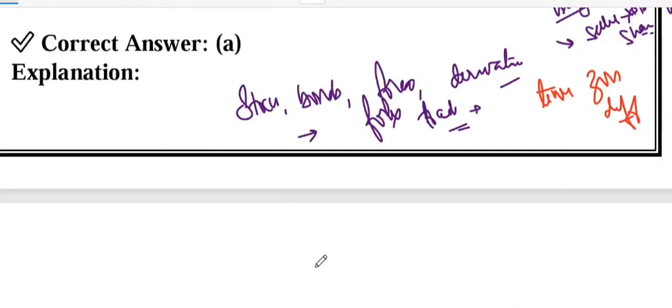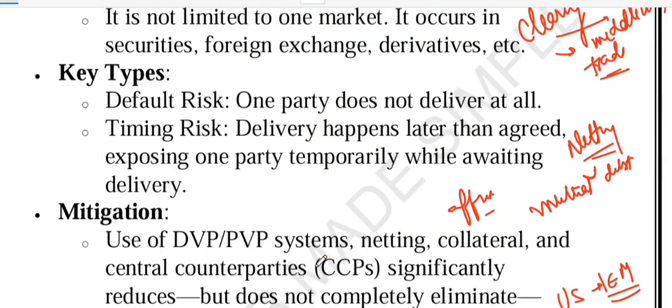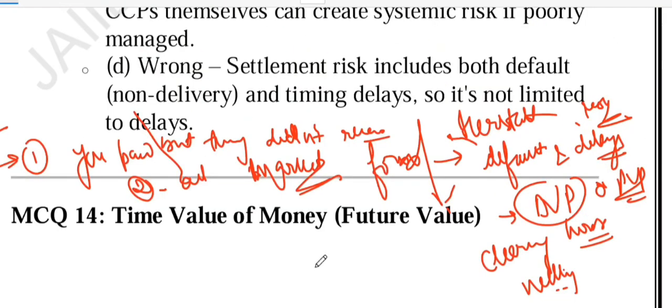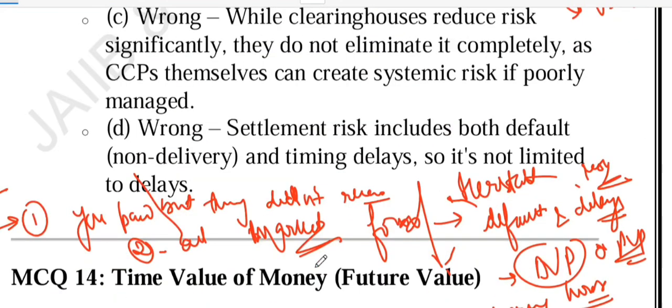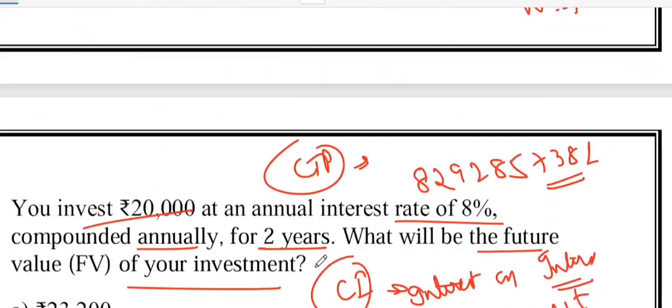Then we talked about settlement risk, which is a key point. You paid but they did not receive. This is also called Herstatt risk. It is another name for settlement risk. So there are default risk and delay risk, two types of risk. It can be minimized or taken care of using DVP, delivery versus payment, or PVP, payment versus payment.